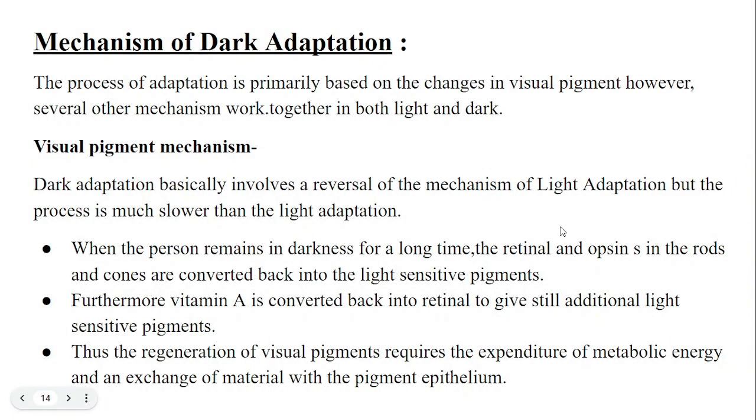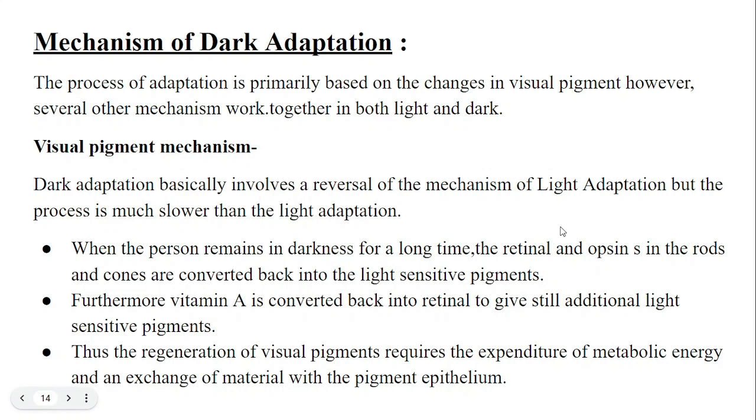Mechanism of dark adaptation. The process of dark adaptation involves changes in the visual pigment, but there are several other mechanisms at play in addition to the regeneration of visual pigment during dark adaptation. There are also changes in the sensitivity of the visual system.